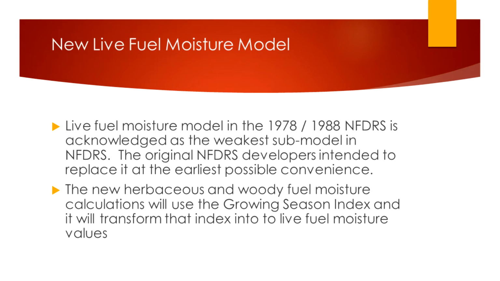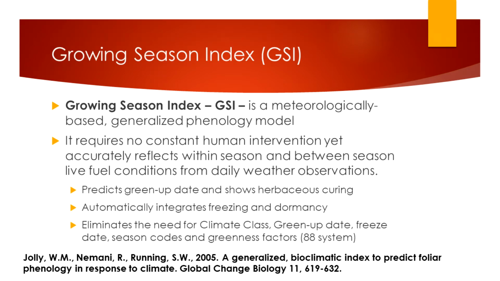The growing season index is just a meteorologically based phenology model, meaning that we take weather conditions, combine them together into an index, and that index relates to phenological conditions, basically observable conditions of plants, things like a transition from dormancy to green up, or from green up to full canopy development, or from full canopy development to transition to dormancy, or as herbaceous fuels green up and reach peak greenness and begin to cure. We see both of those events, both for woody and herbaceous fuels, from the same index. We see the events that are driving their change.